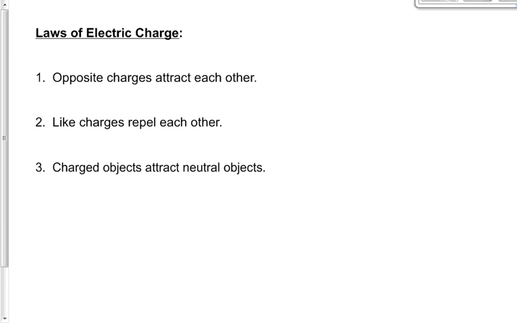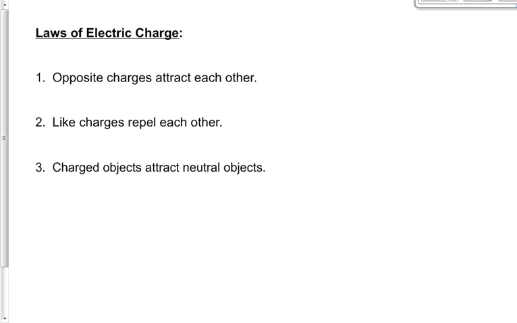Three laws of electric charge. These aren't new to us. They might be new in the way that they're being formulated to you here right now, but nothing is going to be surprising to you when you read this. Opposite charges attract each other. What does that mean? Well, positive attracts negative. At some level we know that. Positive attracts negative.